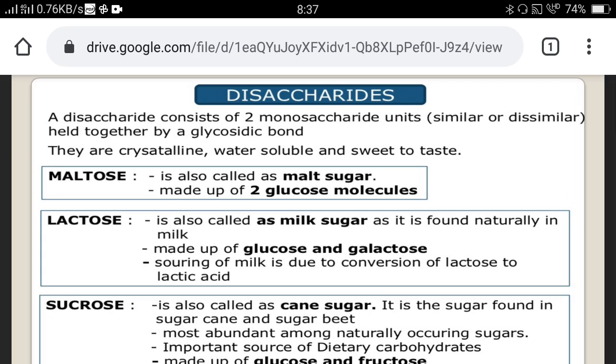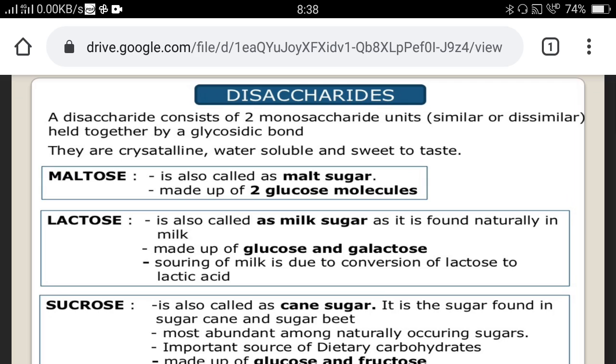They are crystalline, water soluble and sweet to taste. Example: maltose is also called malt sugar, made up of 2 glucose molecules. Glucose plus glucose is equal to maltose. Lactose is also called milk sugar, as it is found naturally in milk, made up of glucose and galactose. Glucose plus galactose is equal to lactose. Souring of milk is due to conversion of lactose to lactic acid.